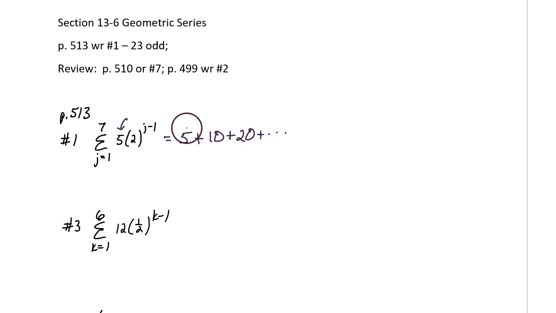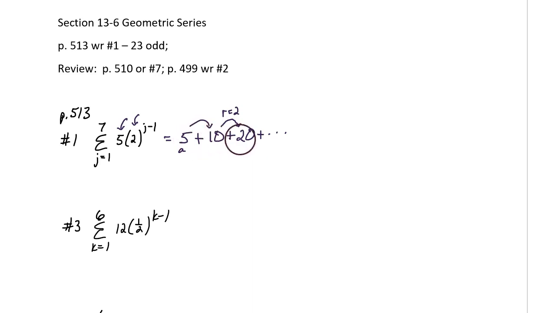Notice that the first term is 5, that's the value of a in our formulas, and from term to term there is a consistent ratio. Looks like you're multiplying by 2. And notice that there was a 2 in this position in the formula. So we have a geometric series, and we want to find the sum of 7 terms.